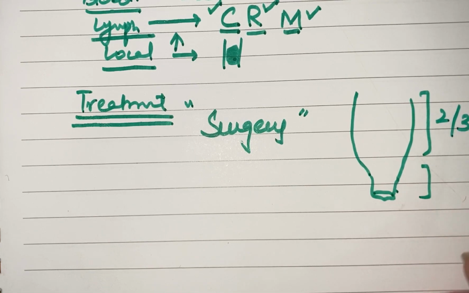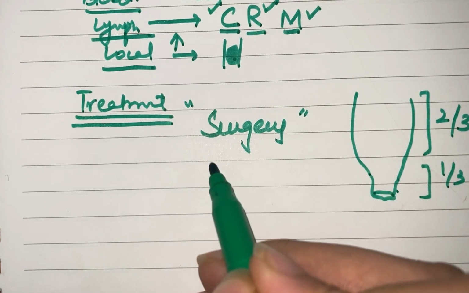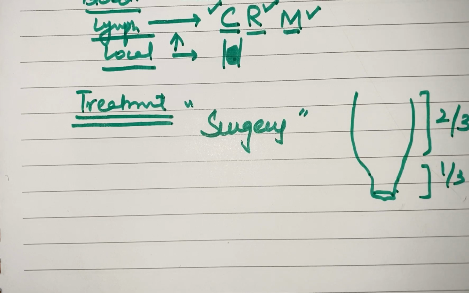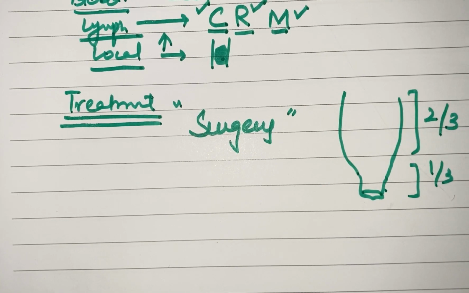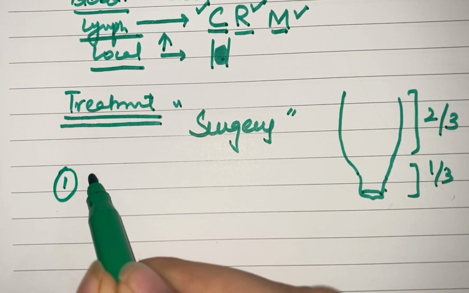If the tumor is in the upper 2/3, then the surgery is anterior resection, because it will be above here. But if the tumor is in the lower 1/3 of the rectum, then we go for abdominoperineal resection. So these are the two major important procedures. Now I have made a very good way to easily recall, memorize and understand these procedures, so let's start our discussion.